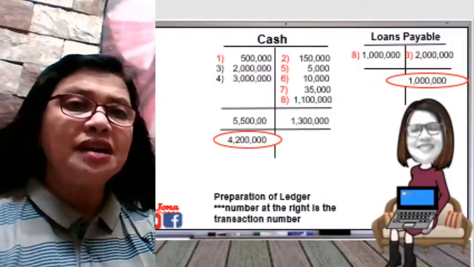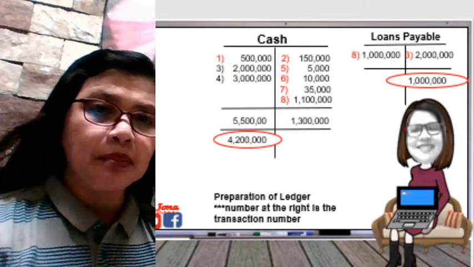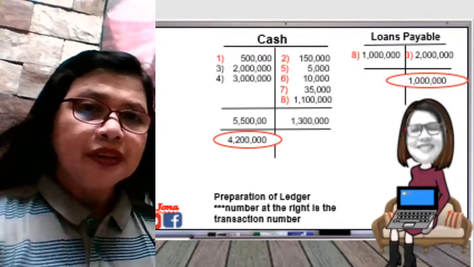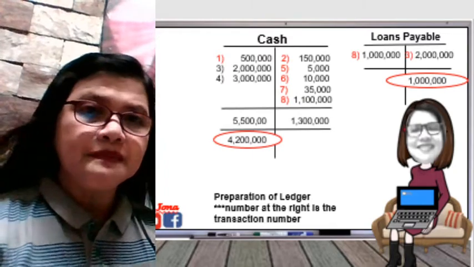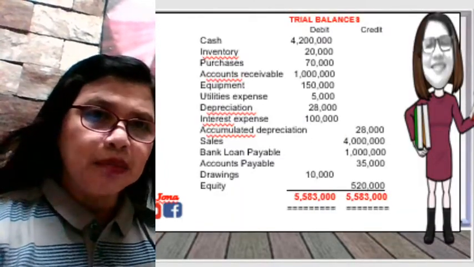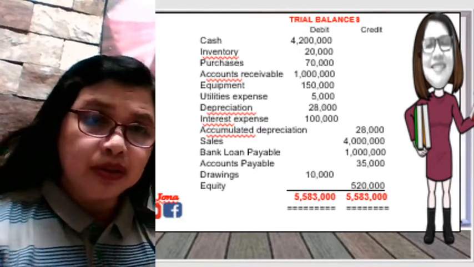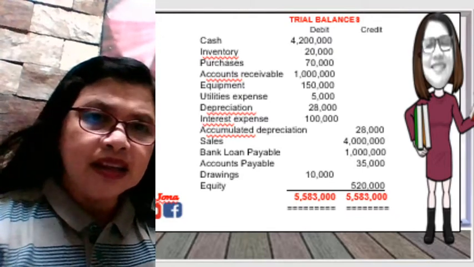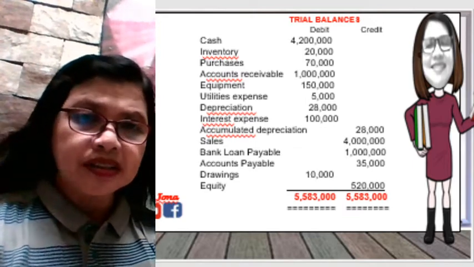Then we have to prepare the ledger in the form of the account. Our cash has a balance of 4,200,000. Our loans payable, 2 million less 1 million, so our loans payable is only 1 million. And now we can see the trial balance, with the debit column and the credit column. I know you have mastered that already. The total debit is 5,583,000 and the total credit is the same.